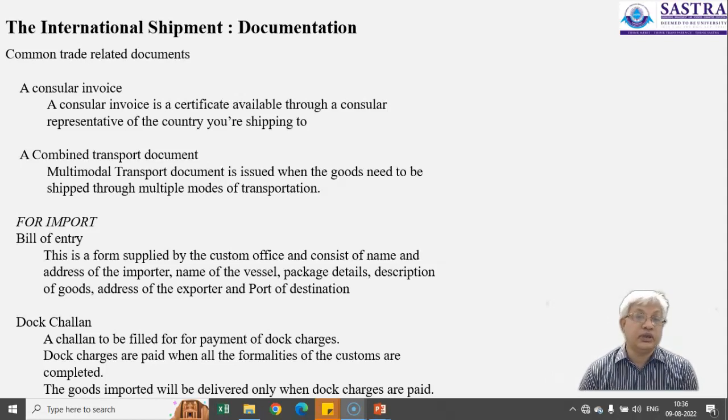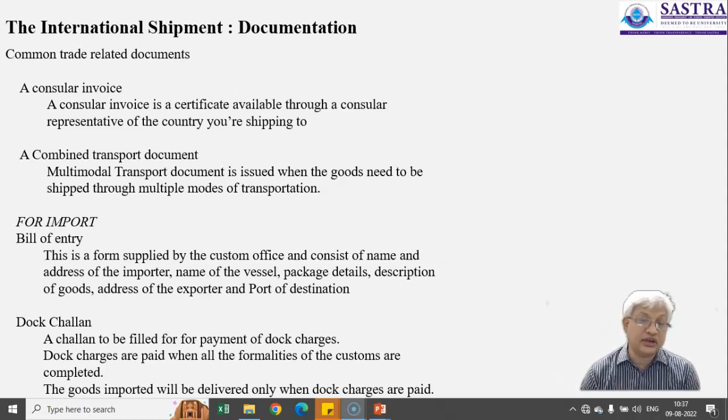In addition, if a business firm is importing maybe a raw material or maybe finished goods from one country, then once the goods reach the port, he requires a bill of entry, and this is a form supplied by the customs office. It consists of name, address of the importer, name of the vessel, the packaging details, description of the goods, address of the exporter and the port of destination. All these details are required. It's a bill of entry.